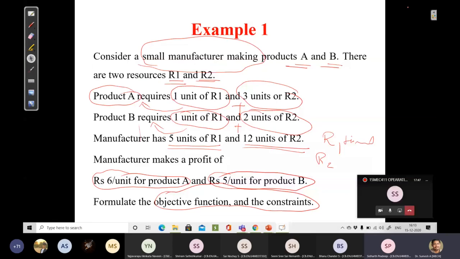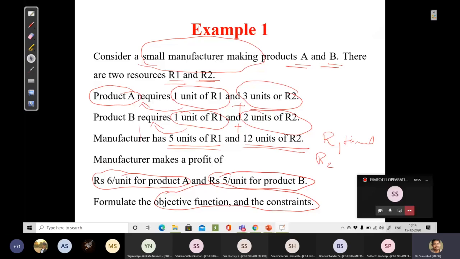Now how do we formulate this for R1? x1 plus x2 is equal to 5, and 3x1 plus 2x2 is equal to 12. But you have to be careful with the constraint side: it should not be exactly equal to 5 or exactly equal to 12. It will always be taken as less than or equal to. Whatever you have told is correct.